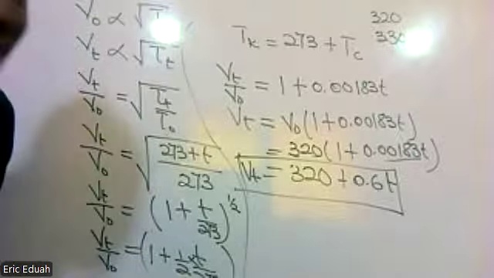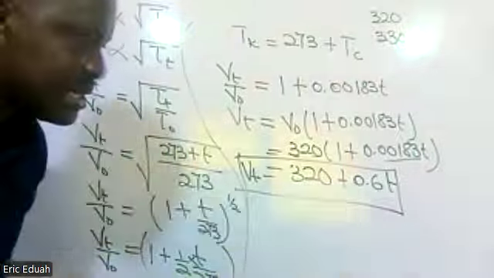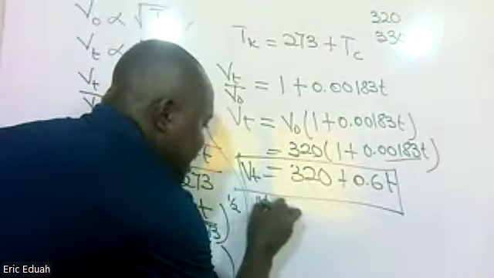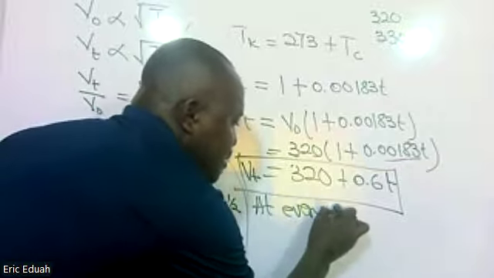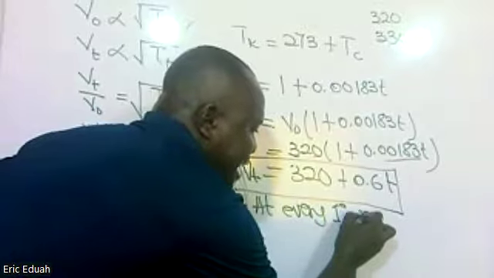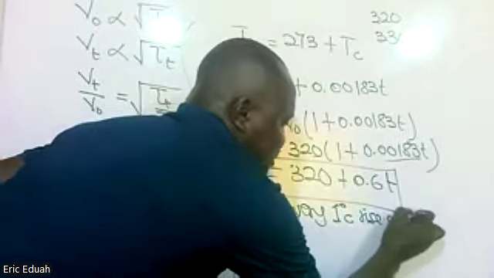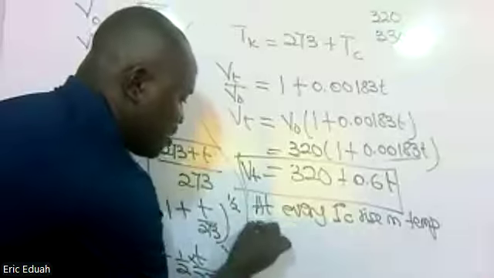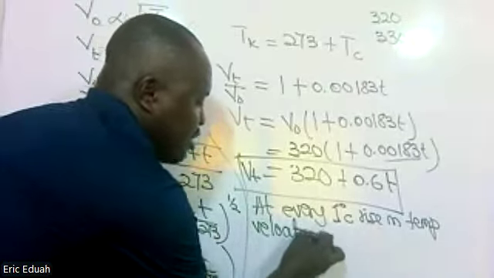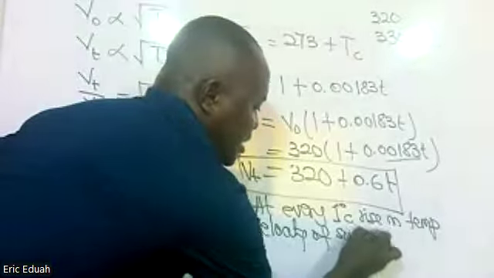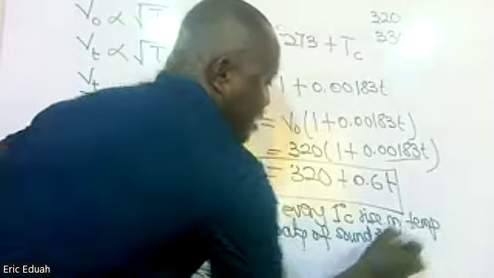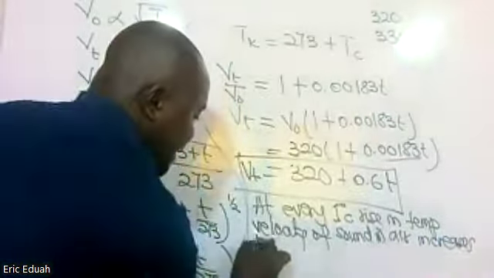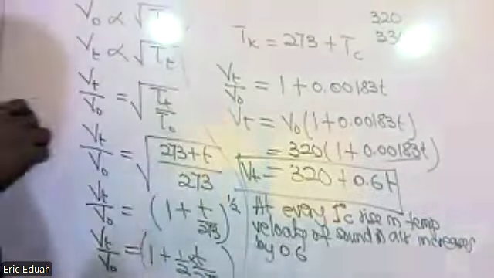What this means is that at every 1 degree Celsius rise in temperature, velocity of sound in air increases by 0.6.